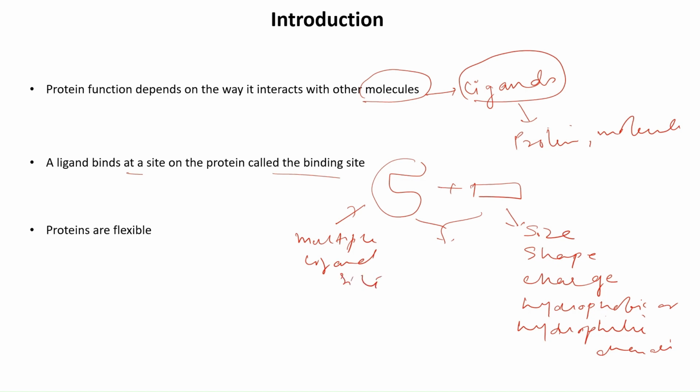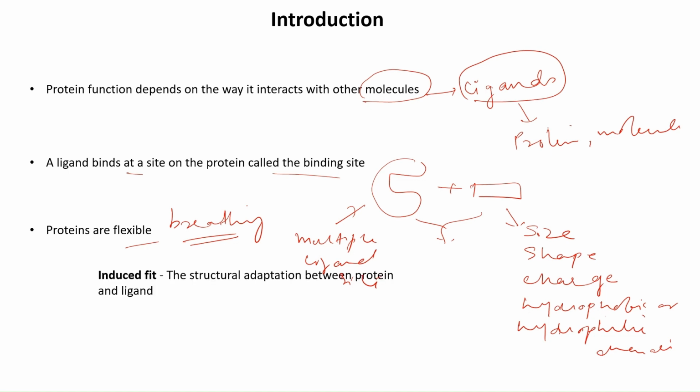Now the proteins are flexible. Flexible means this structure, that is the part where the ligand will bind, this complementarity is not exactly fixed. So proteins are flexible. We already studied about breathing. What do we mean by breathing? That is the conformational change in the amino acids found in a protein, which allows for binding of a ligand, and hence a model, that is the induced fit model, comes into play.